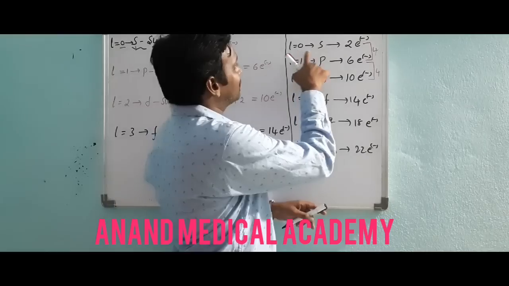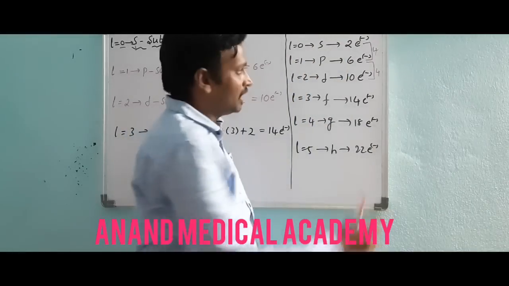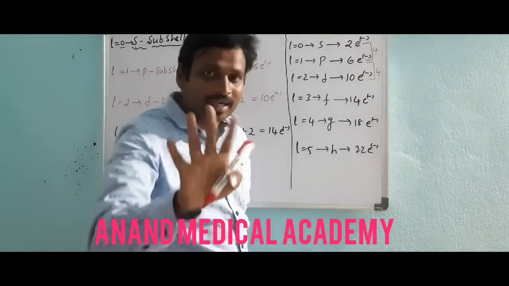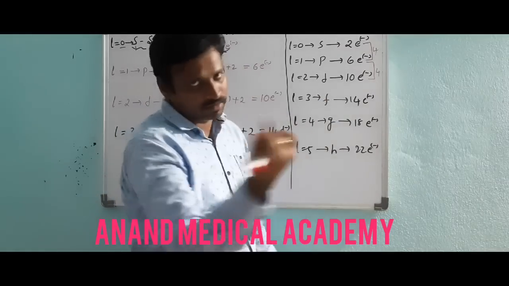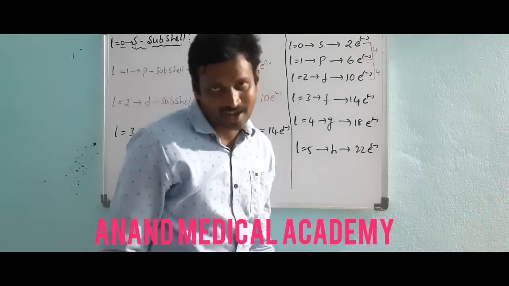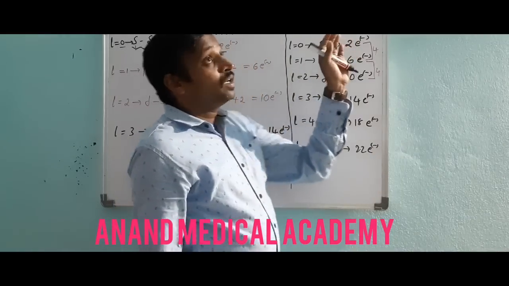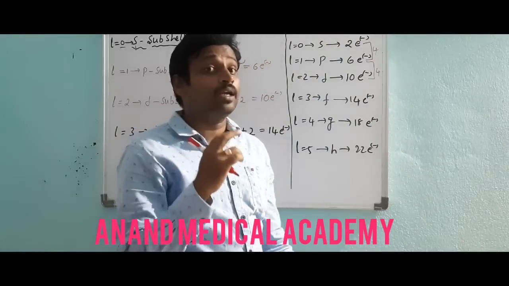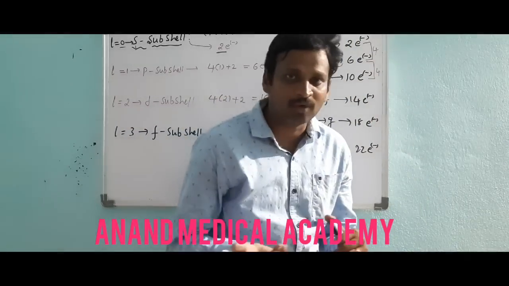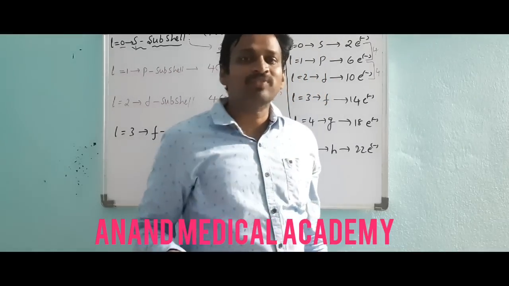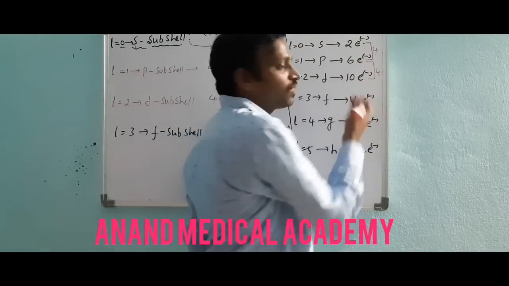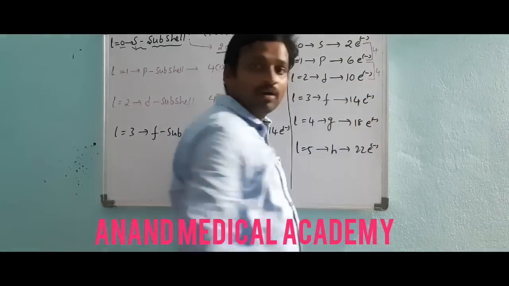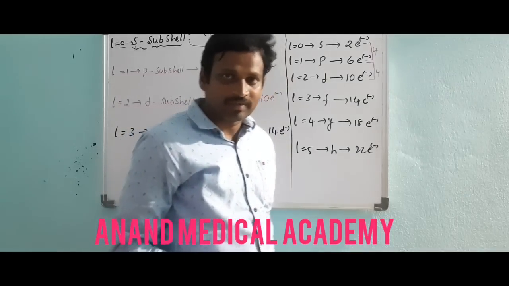So here L is equal to 0, S subshell, you have 2 electrons. 2 electrons fixed. First, you at least want to remember that number. Next, in P subshell, how many electrons? No need of a formula, add 4. 2 plus 4, 6. 6 plus 4, 10. 10 plus 4, 14. Electrons are very simple, or not?